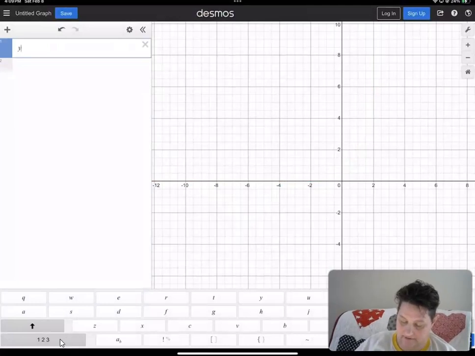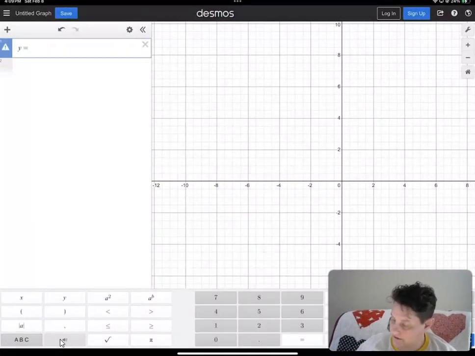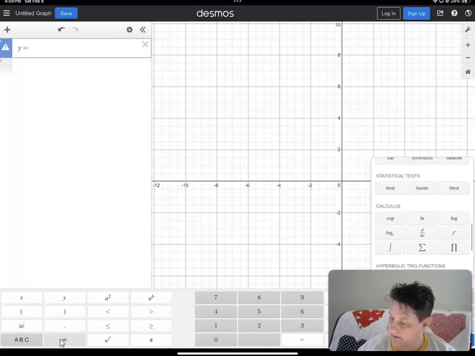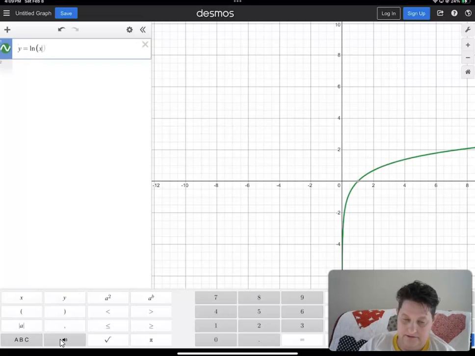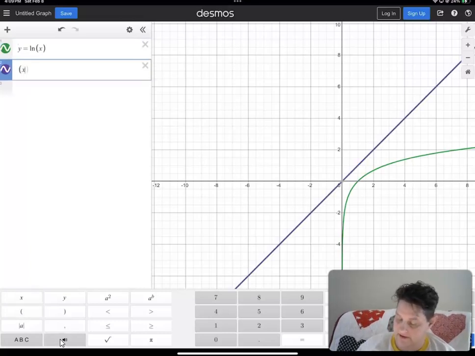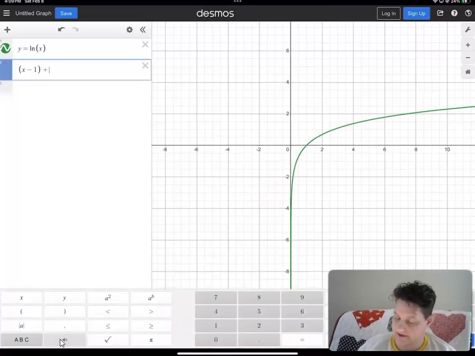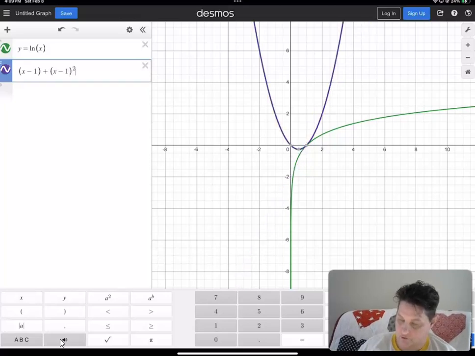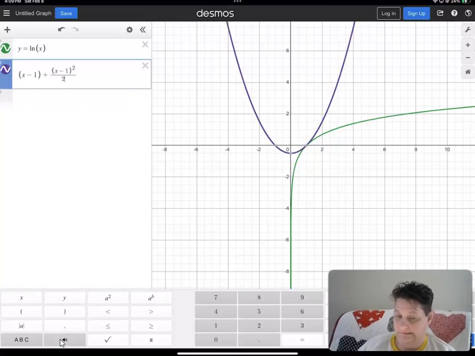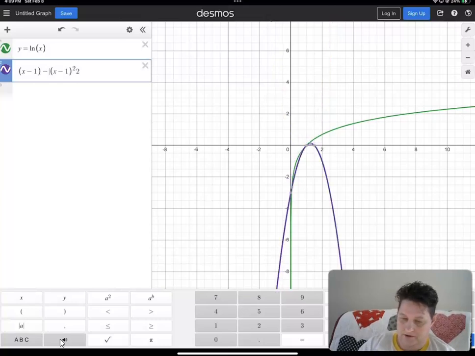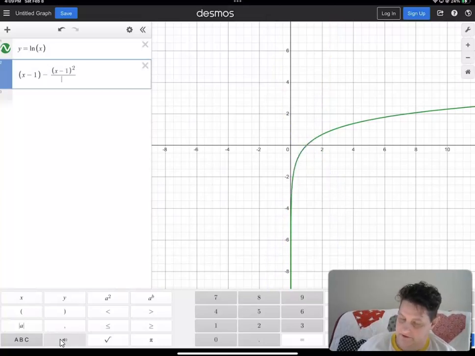Okay, so let's go ahead and graph y equals ln of x. There it is. And the first term was x minus 1. Again, not a great comparison. The next term is x minus 1 squared over 2. That's not good at all. Oh, it's actually minus, isn't it? I forgot to put in my alternating. So there we go, minus x minus 1 squared over 2.